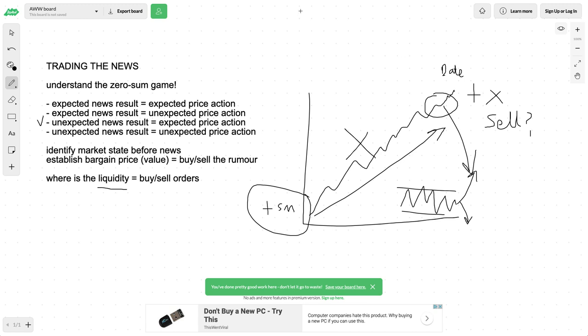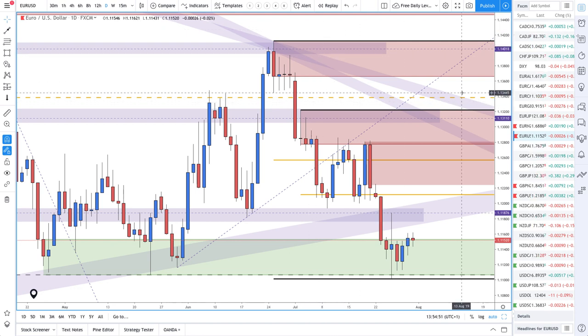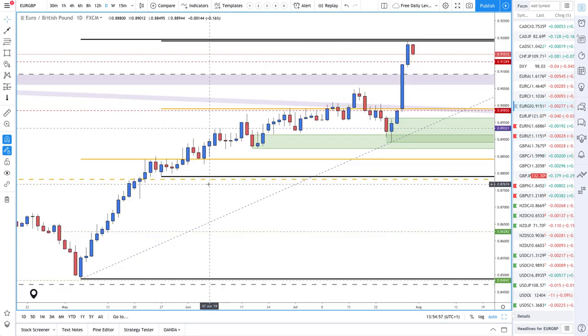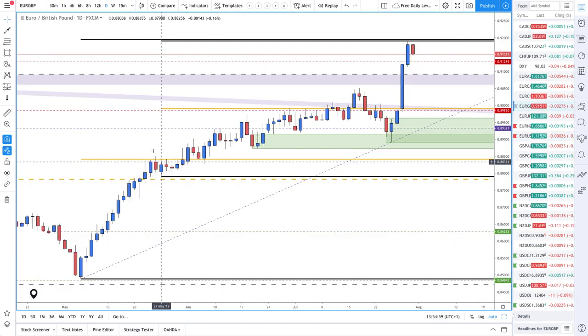I'm going to show you an example of this. I'm showing you a couple of examples that have happened over the past couple of weeks and exactly what I'm talking about. So let's go to, not the euro dollar yet, we'll go to the euro pound. It's a nice example of what I'm talking about.